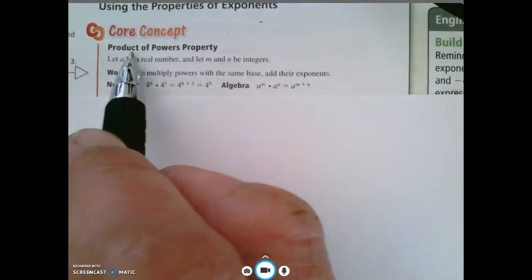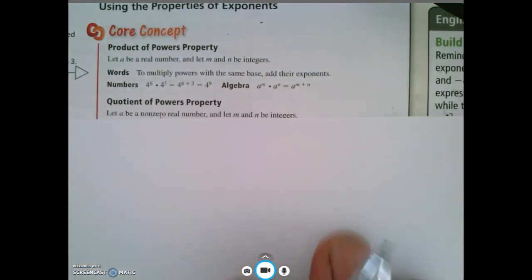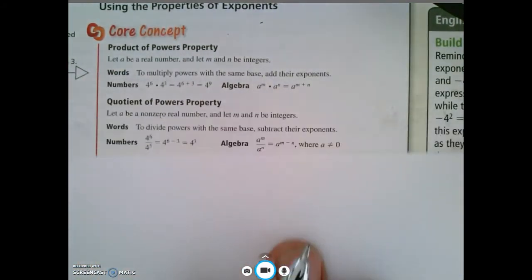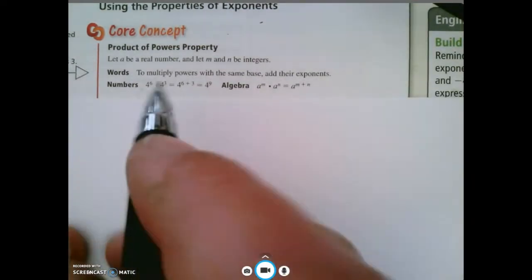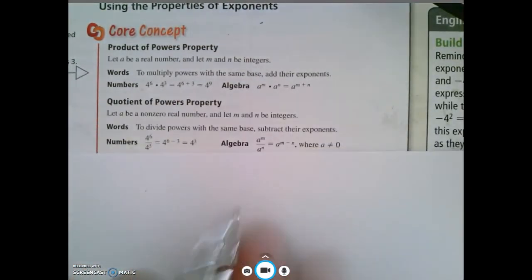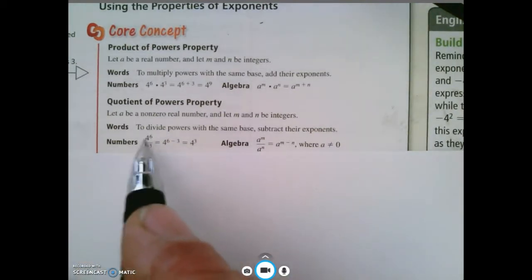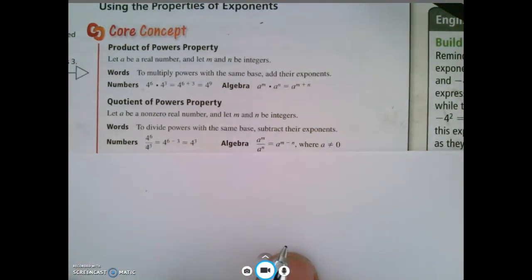Product of powers. Product means multiplication. Quotient of powers means division. Power of a power means you're doing an exponent to an exponent power. So power of a power. That one actually will make more sense when you see it. But basically this one, just think it's multiplication. This one's division. I know it looks like fractions, and fractions are division. And we're going to be okay with that.